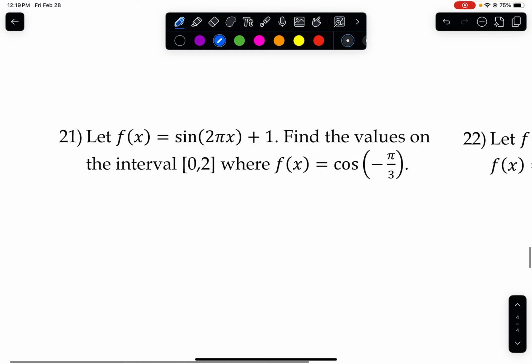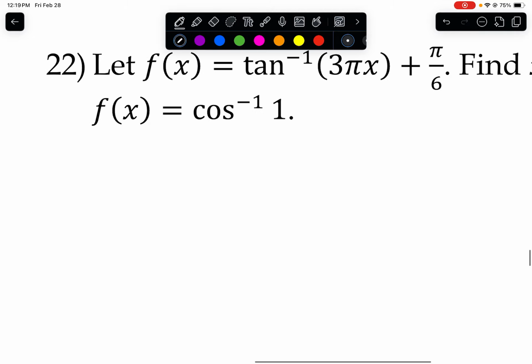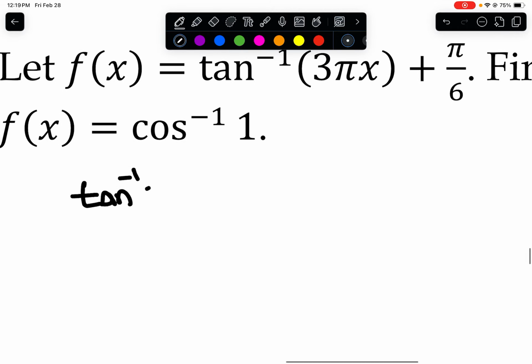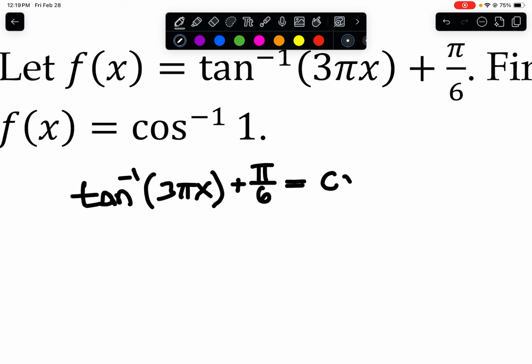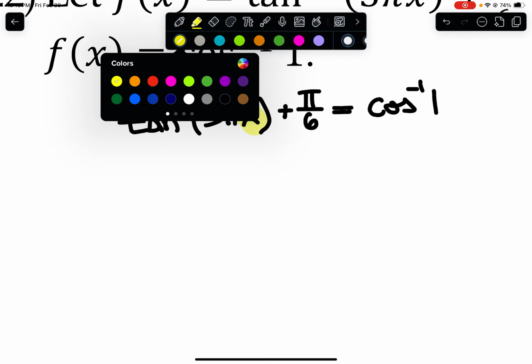21 I'm going to come and do last because that one's absolutely disrespectful. 22. So we are going to let f of x equal inverse tangent of 3 pi x plus pi over 6, and we want to find x when f of x is equal to inverse cosine of 1. So I'm going to go ahead and format it: inverse tangent of 3 pi x, and then add pi over 6, and then we're going to set that equal to inverse cosine of 1. So what we're doing is solving this equation for x in layman's terms.